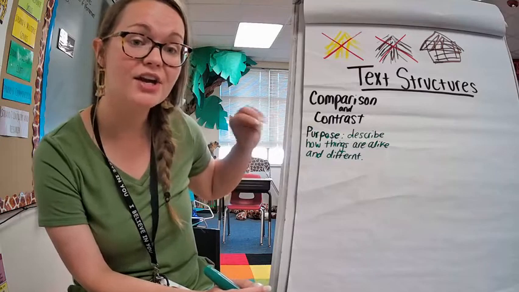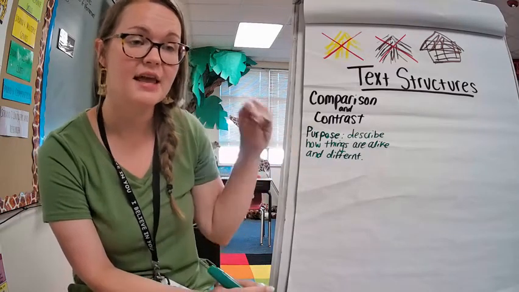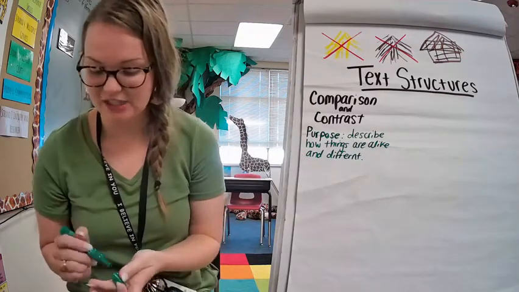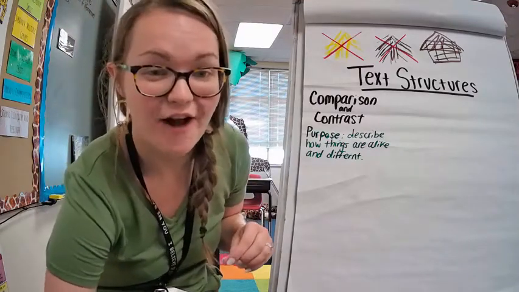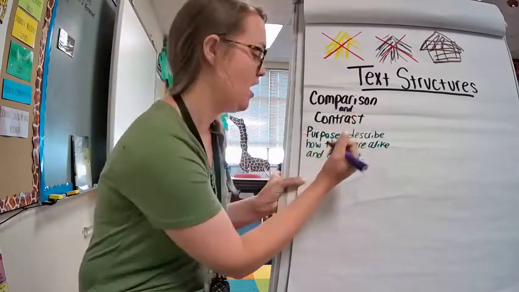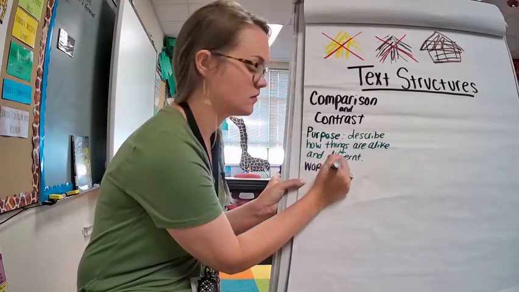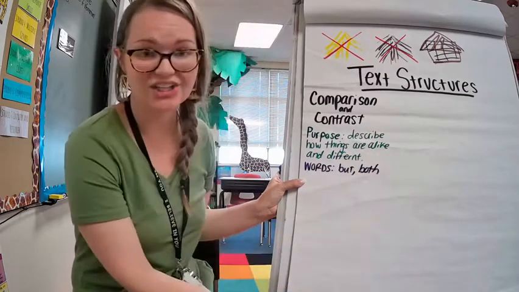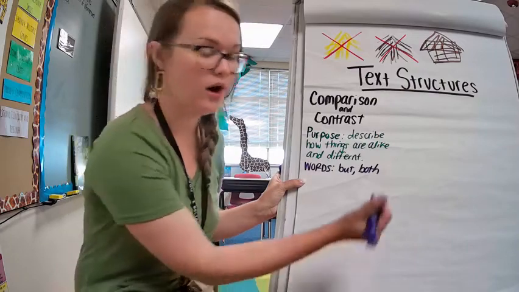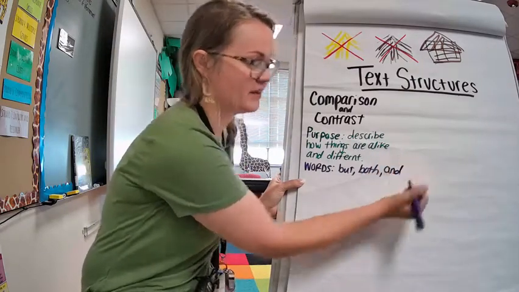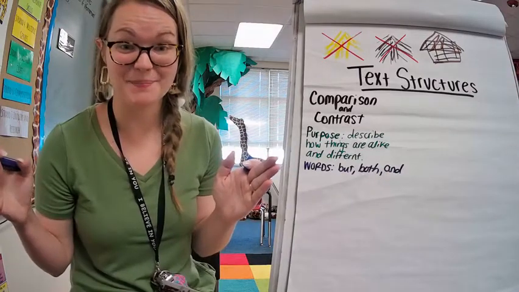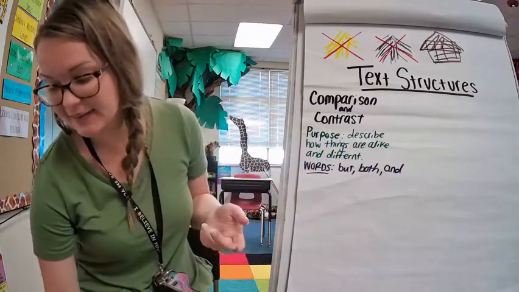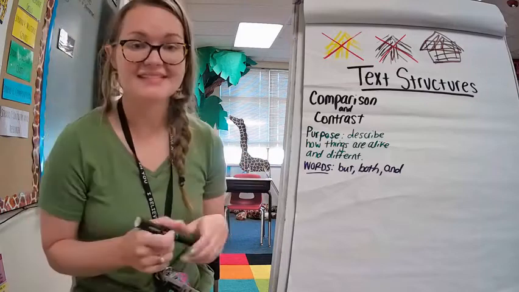If I was trying to tell the reader how alligators are alike and different, it would make sense to use compare and contrast. Okay? Some transition words you can look for that kind of clue us in that the author is comparing and contrasting things are the words but or both. Both the alligator and the crocodile have rough skin, or the crocodile and the alligator have sharp teeth. Okay, those are some of the transition words that we can look for to let us know that it is indeed compare and contrast.